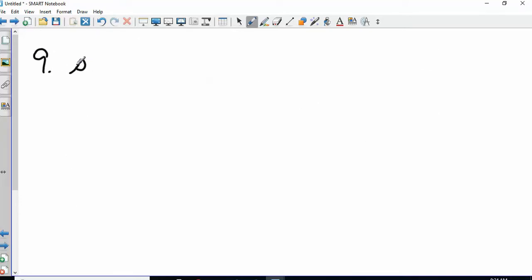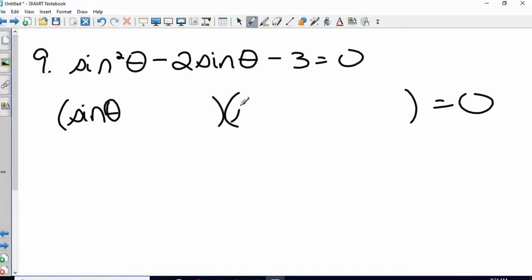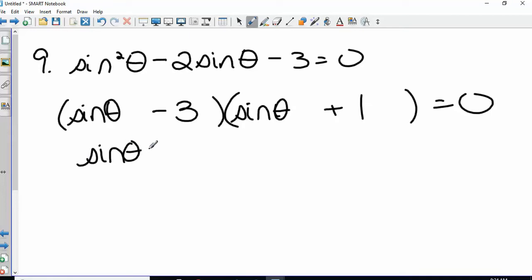Alright, number 9. What do we have to do here? Because we start out with the coefficient of 1, we can do the shortcut box method. So sine squared breaks into sine. What multiplies to negative 3 and adds to negative 2? 3 and negative 1. So if you set each of those to 0, you get sine equals 3, and sine equals negative 1.